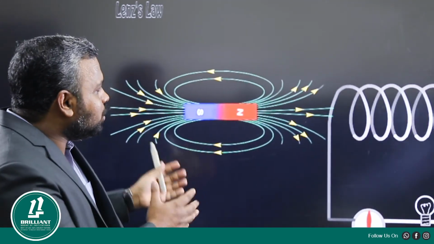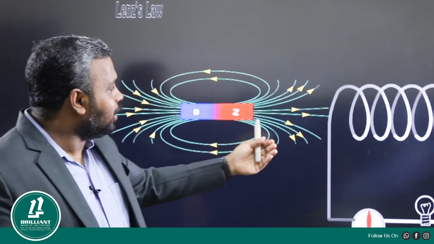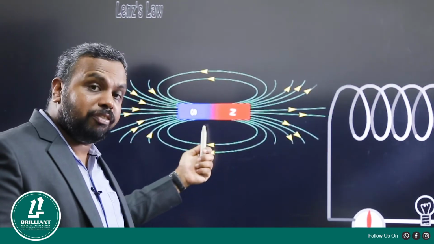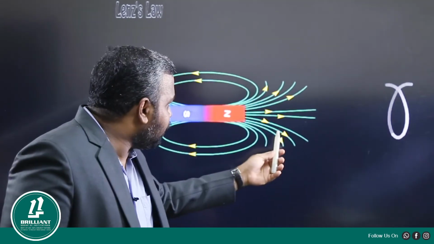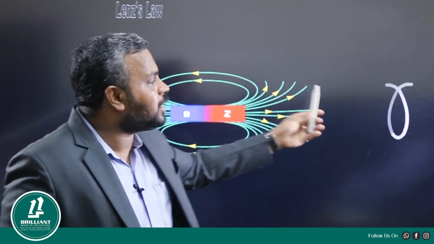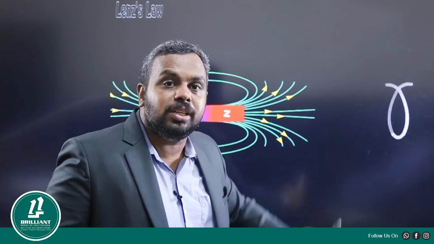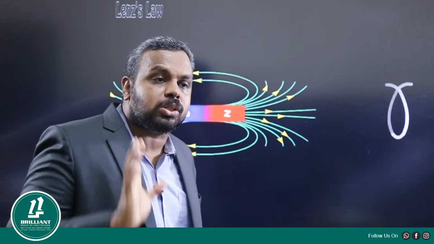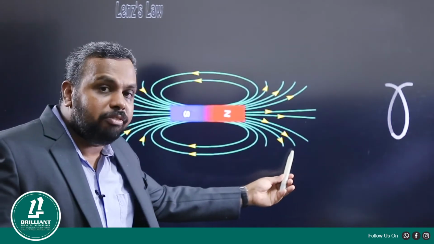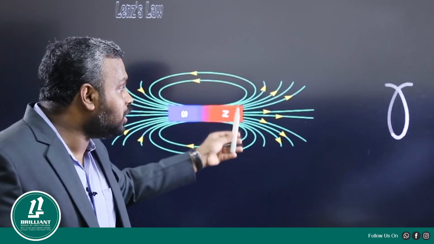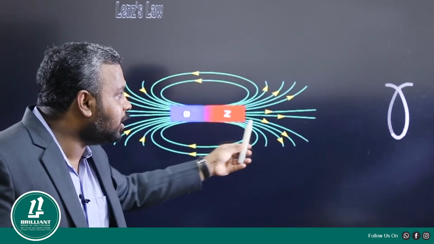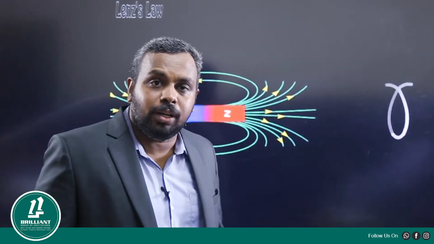Okay, now you just look at another situation. Here the magnet is moving away from the coil. At that time also there will be a change in flux, right? Magnet is moving away from the coil. At that time, let's see how we can find the direction of induced EMF in the coil. So here, what is the cause of inducing EMF? It is the away movement of the magnet, right? The magnet is moving away from the coil. Which end is moving away? Clearly you can see the north pole is moving away from the coil.